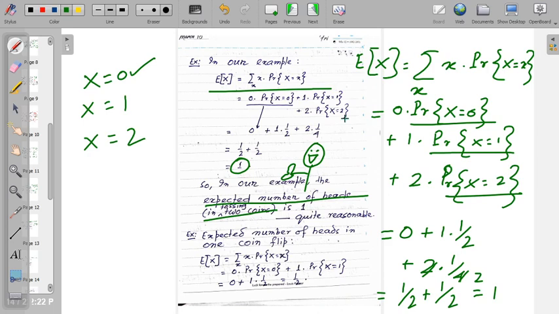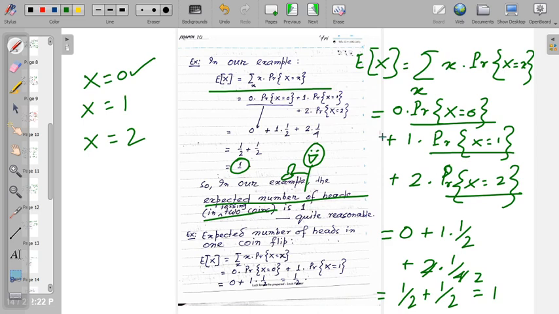So this expected value means that if I am flipping 2 coins simultaneously, on an average you will be getting 1 head. Or if I am flipping 100 coins, then I'll be getting heads 50% of the time.